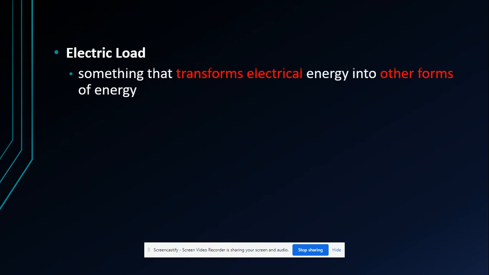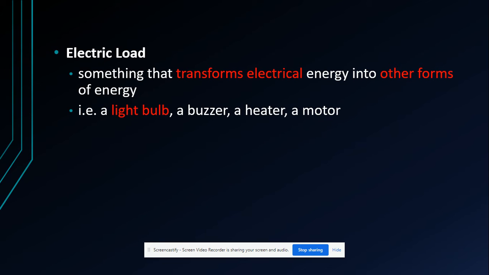The electric load is something that transforms electrical energy into other types of energy. So for example, a light bulb, a buzzer, a heater, a motor. As soon as we attach that onto our circuit, we're able to take the electricity from the battery and change it into something else.